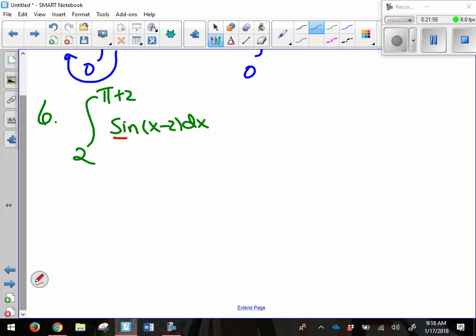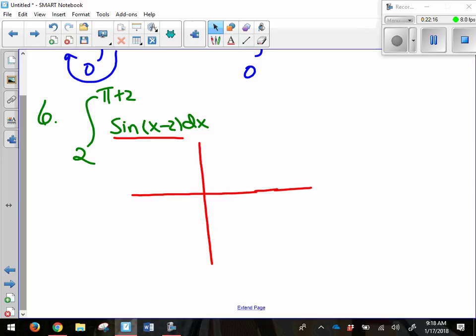Okay? So if I'm going to plot sine of x minus 2, that shifts my sine curve, right? Which way does it shift it? To the right. So that means that whatever I would have had at 0, I now have at 2. Okay, so then I'm going to go like this. And this should be 2 plus pi. Does that make sense? Yes? Okay.